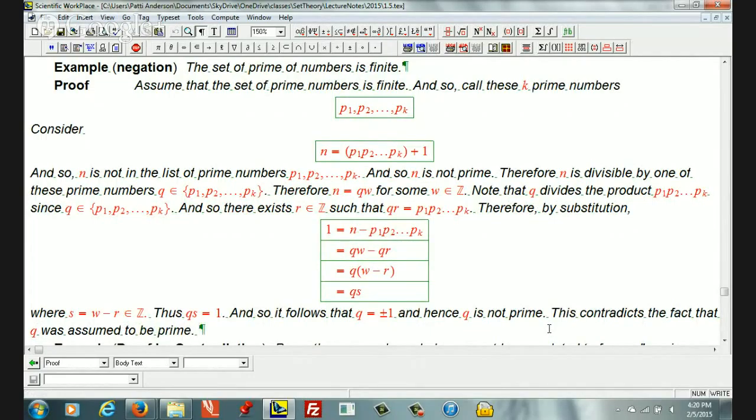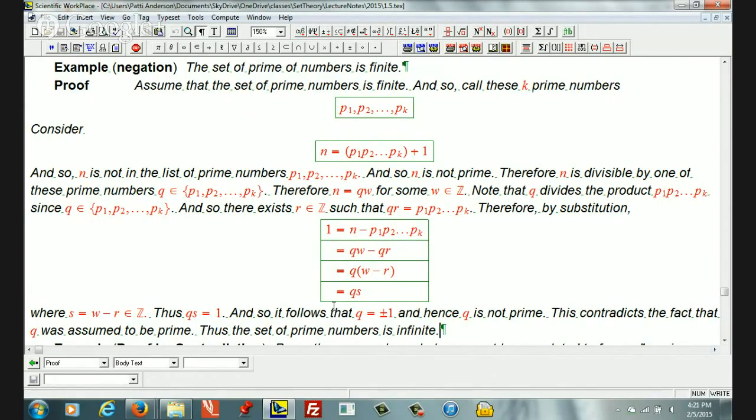So let's fix our hypothesis. Thus, the set of prime numbers is infinite. Very important proof.